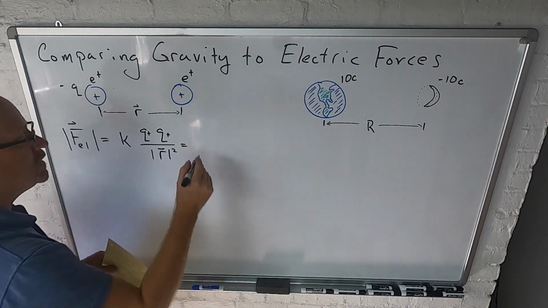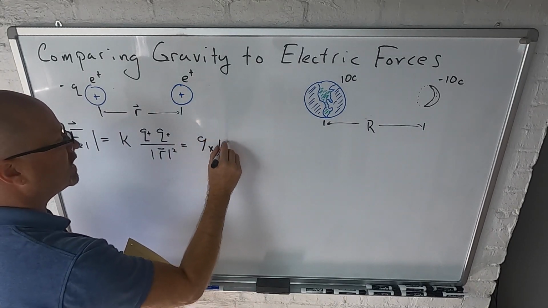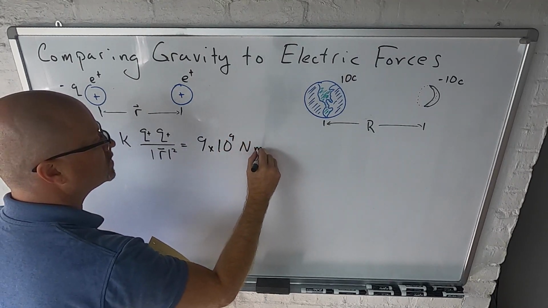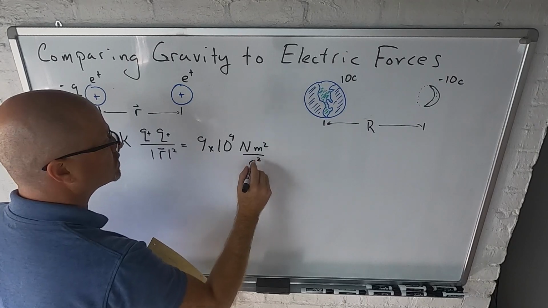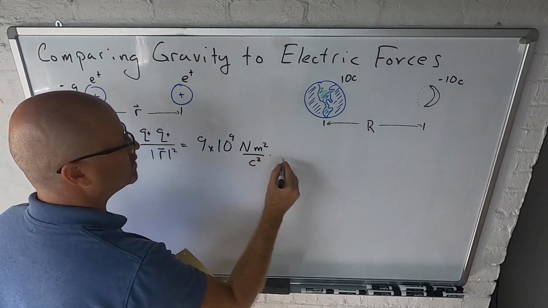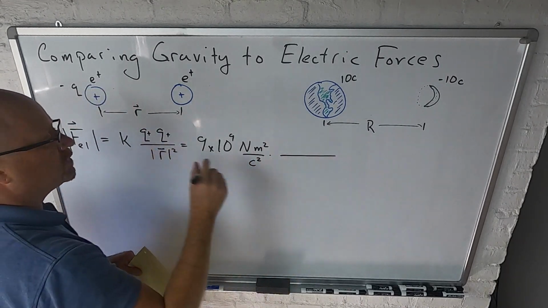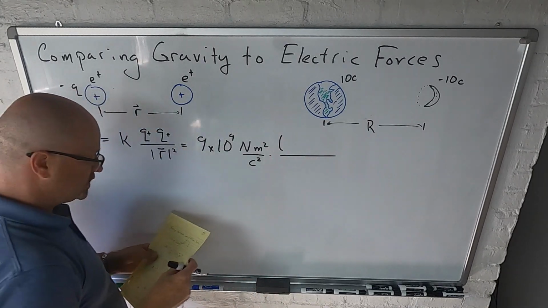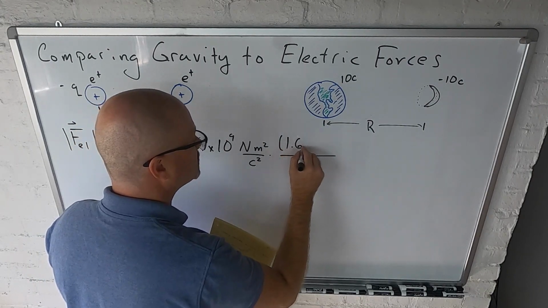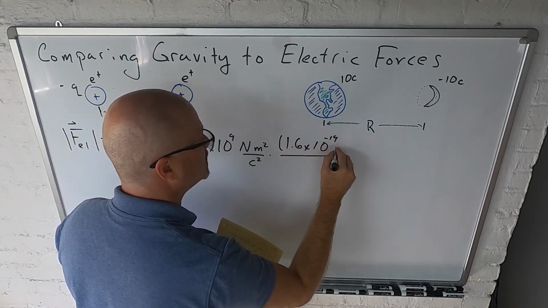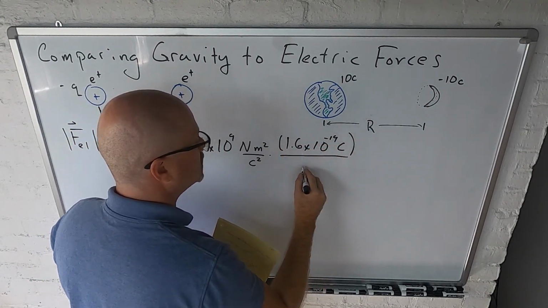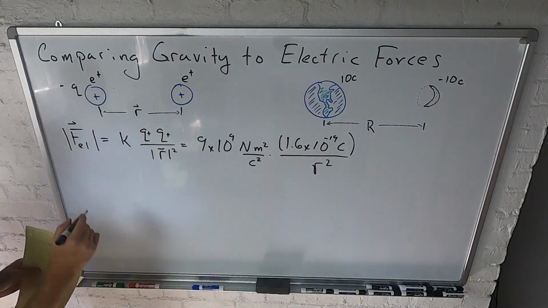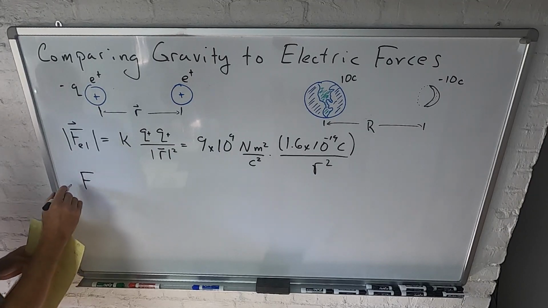So we have 9 times 10 to the 9 newton meter squared per coulomb squared times, well, this is the charge, the fundamental charge, 1.6 times 10 to the minus 19 coulombs, divided by, and I'm just going to leave this r squared because eventually we're going to take a ratio and the r's are going to go away.